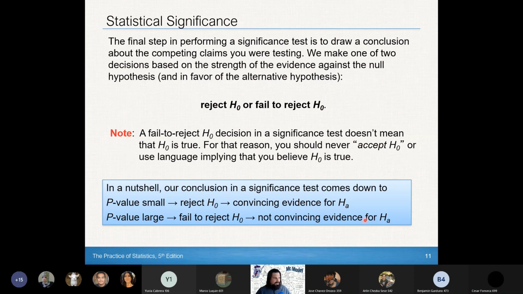I would recommend writing this idea down. It gives us language that we can use: reject H naught, fail to reject, convincing evidence. This is how we need to write our conclusions. We need that verbiage. And we'll next see how we decide what is small and large for a p-value.